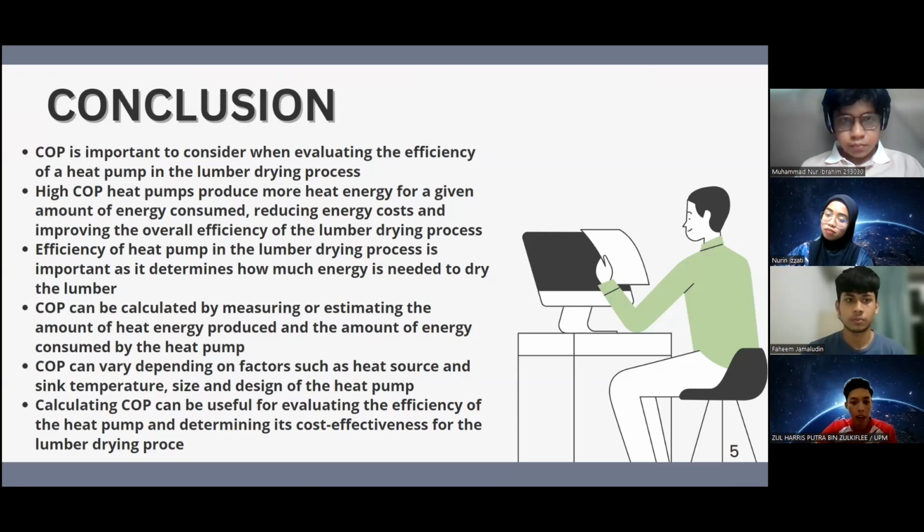Efficiency of a heat pump in the lumber drying process is important as it determines how much energy is needed to dry the lumber. And COP can be calculated by measuring or estimating the amount of heat energy produced and the amount of energy consumed by the heat pump. COP can vary depending on factors such as heat source and sink temperature, and the size and design of the heat pump. Calculating COP can be useful for evaluating the efficiency of the heat pump and determining its cost effectiveness for the lumber drying process. I think that's all from us.